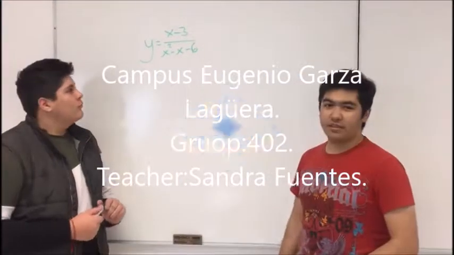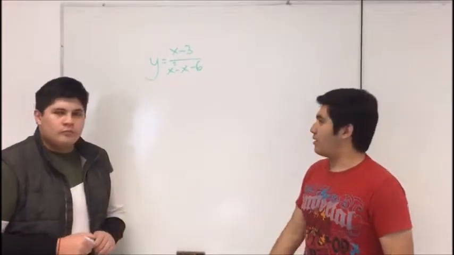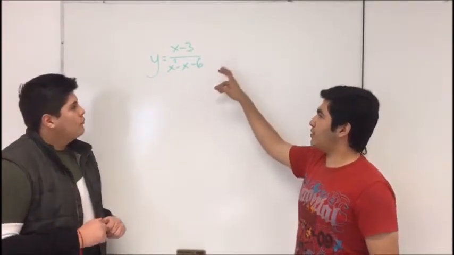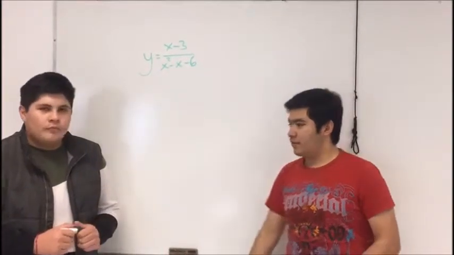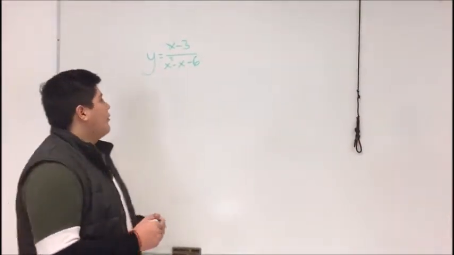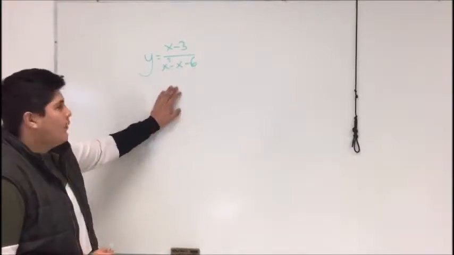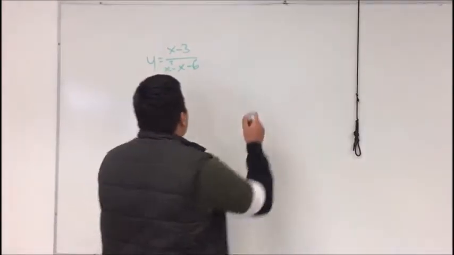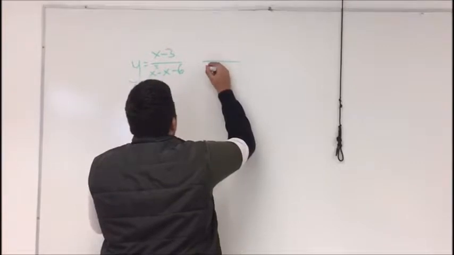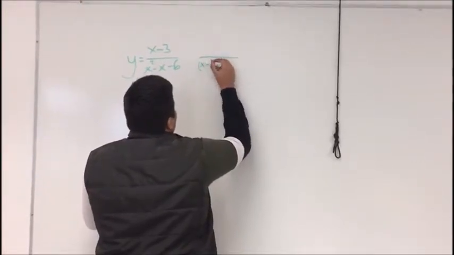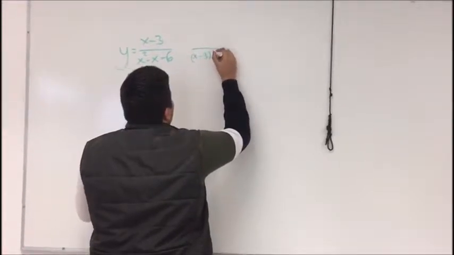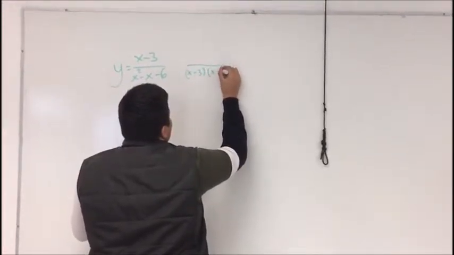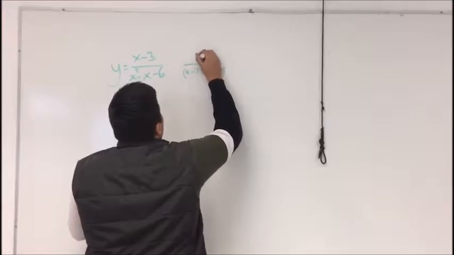Today we're going to see this rational function. The function is y equals x minus 3 over x squared minus x minus 6. Well, the first step you have to do is look if you can factorize it. For example, down we can factorize for x minus 3 and x plus 2, and it will be like this.